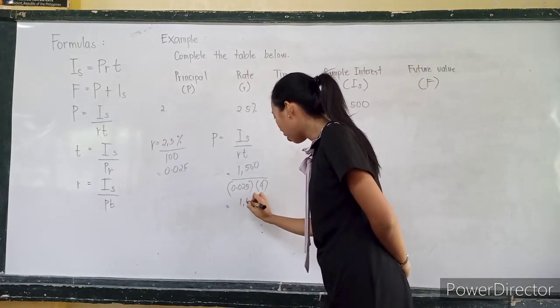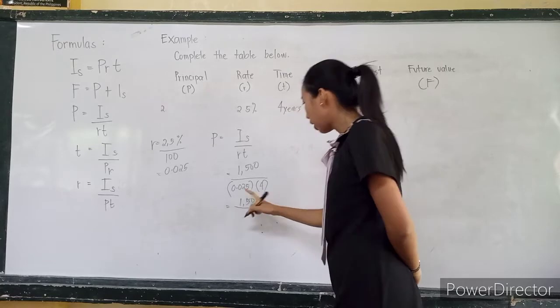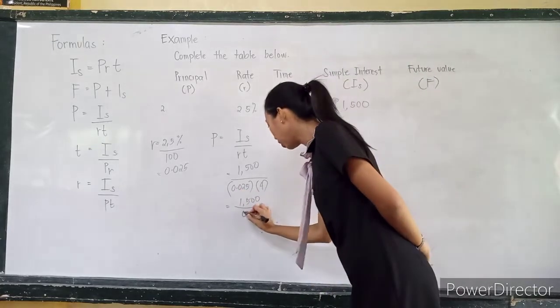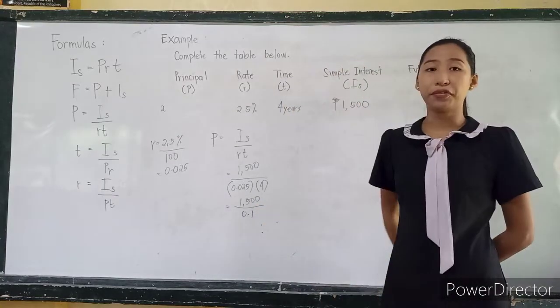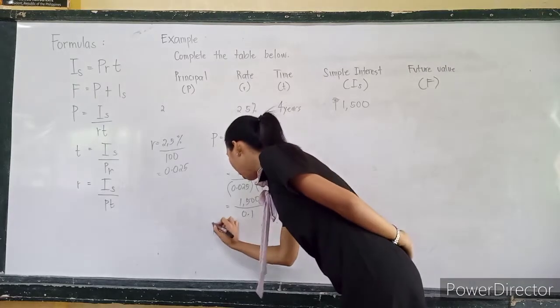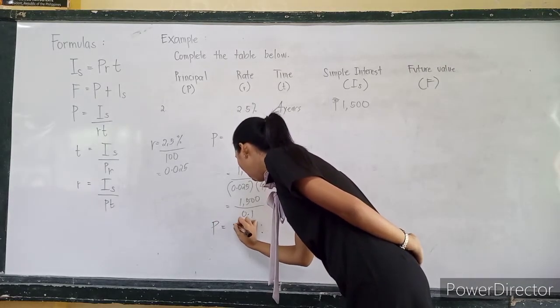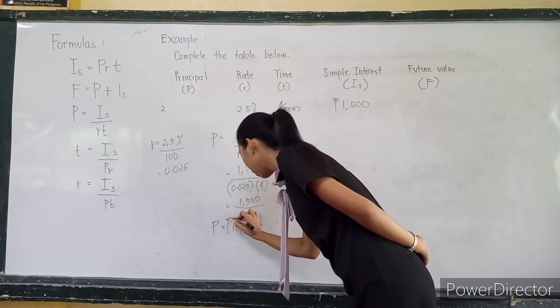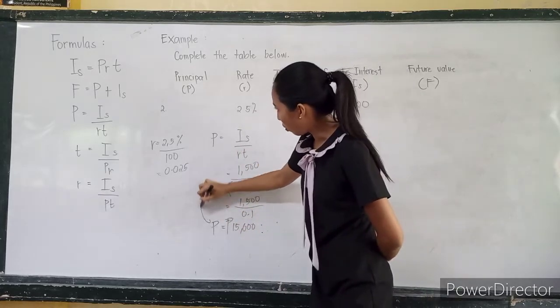So, now 1,500, kani siya, i-multiply sa 4, that is going to be 0.1. And then, 1,500 divided by 0.1. Your final answer for principal is now 15,000 pesos. So, kani siya, muna rin mong answer din na.